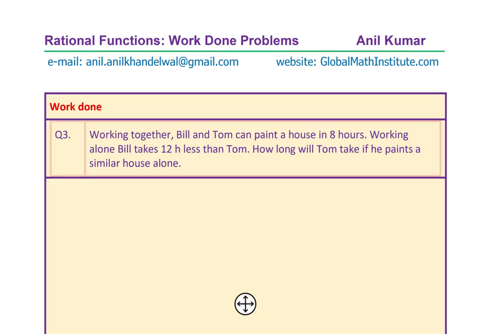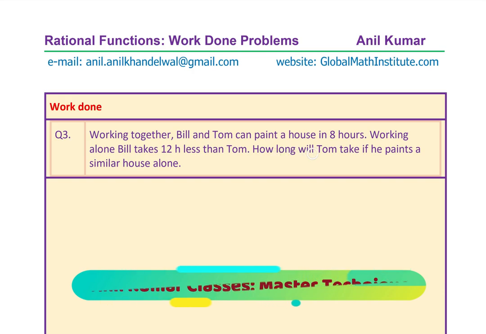Let's look into the third question. I'd now like you to pause the video, answer this question yourself, and then look into my suggestions. This time, the question is: working together, Bill and Tom can paint a house in 8 hours. Working alone, Bill takes 12 hours less than Tom. How long will Tom take if he paints the similar house alone? So let's talk about Tom alone. Let's say time taken is T hours.